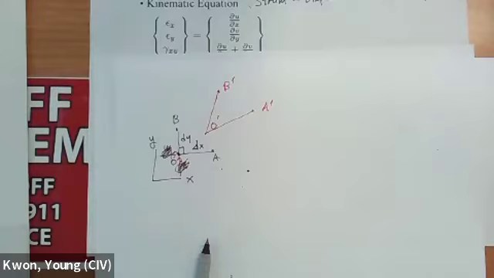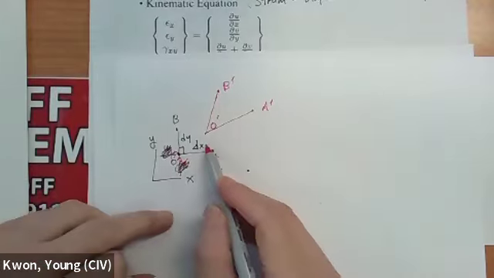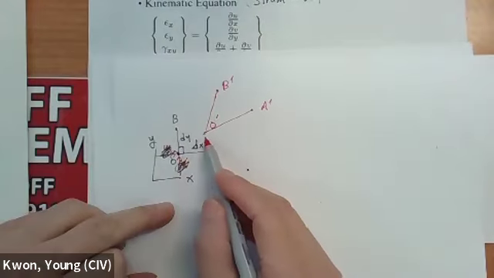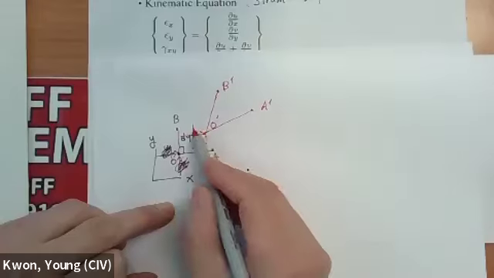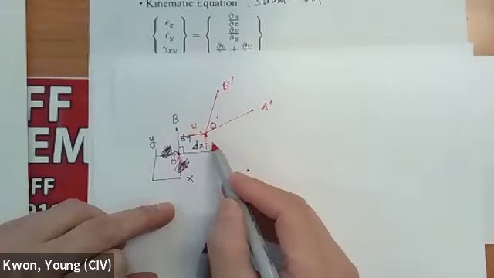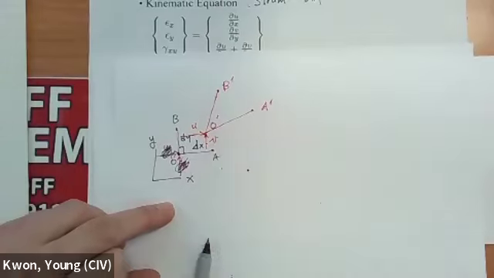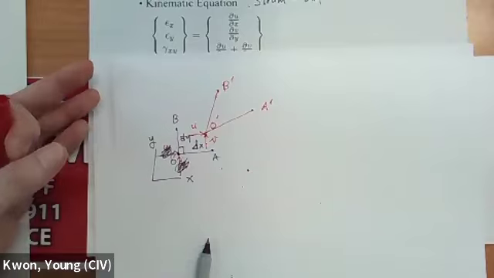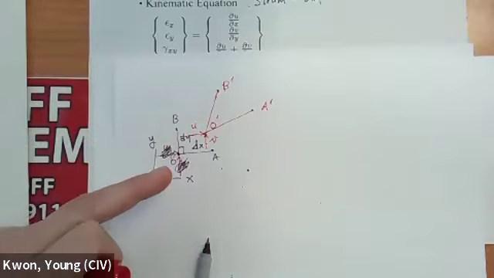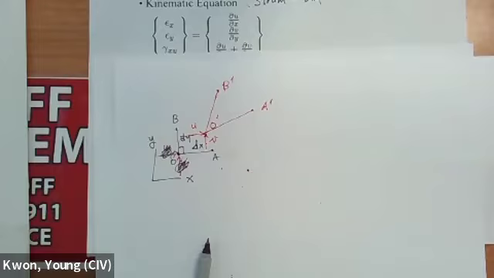All right, then this displacement from here to here, this x displacement is called u, and the y displacement we call v. Okay, u is the displacement along the x direction, v is the displacement along the y direction. Got it?